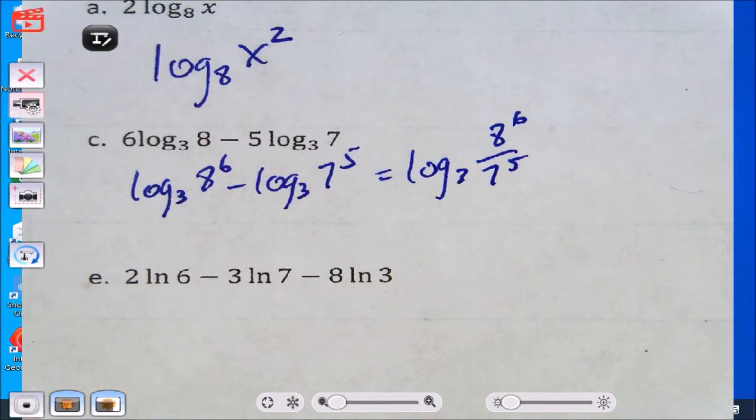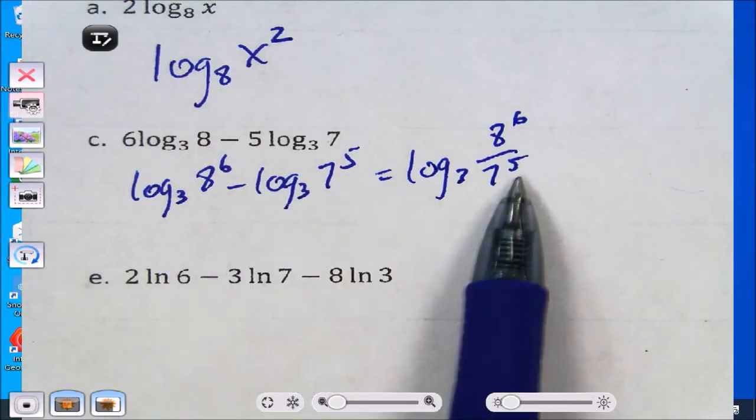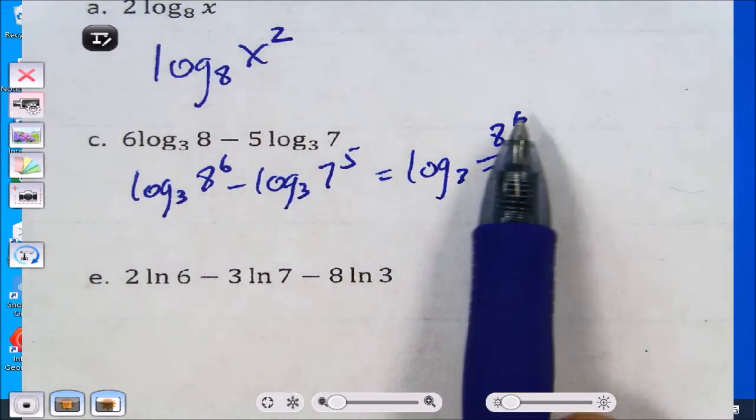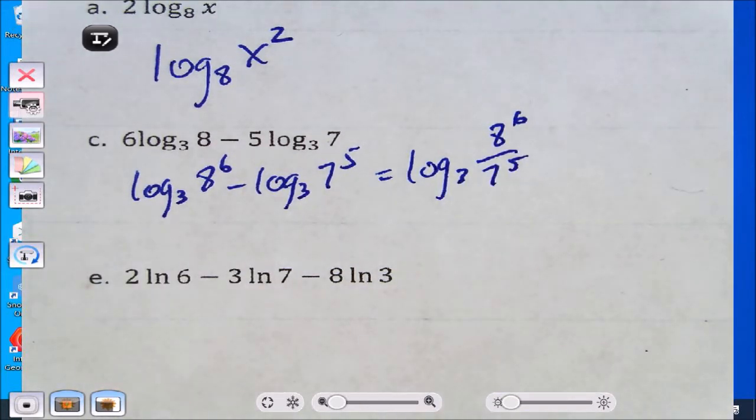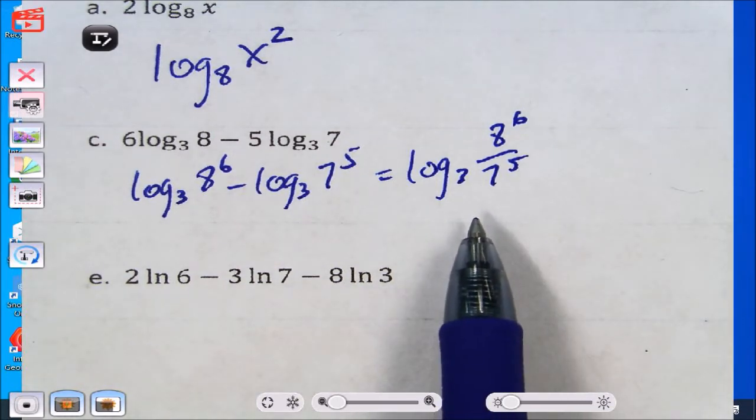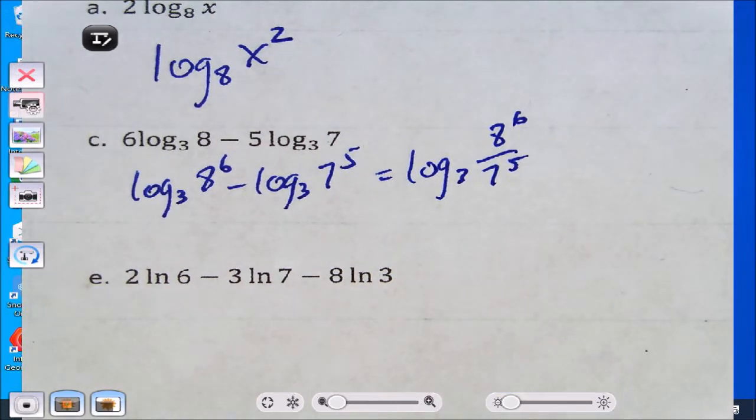How do I know if 8 is going to go over the 7? The 7 has a minus in front of it, so that's got to go to the bottom. 8 is positive, so that's going to go up top. What if they're both negative? If they're both negative, you put both of them in the denominator, and if there's nothing in the numerator, you put a 1. No, that's a good question, Tyrese.